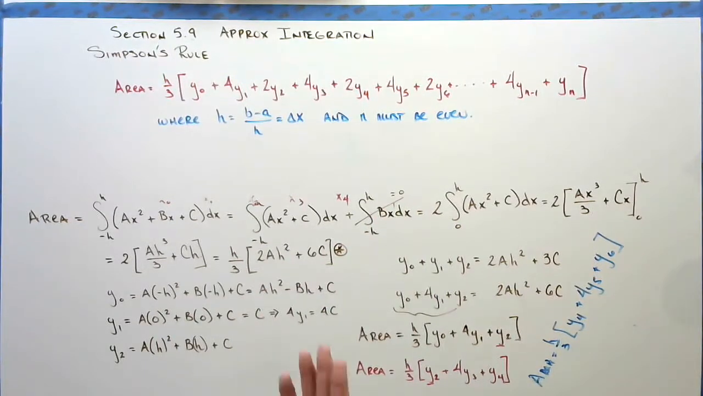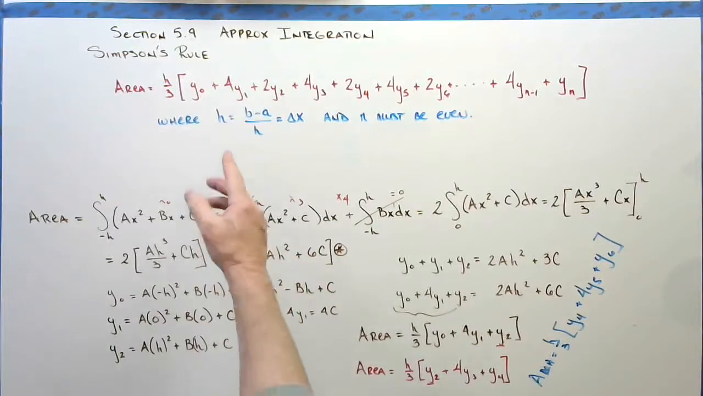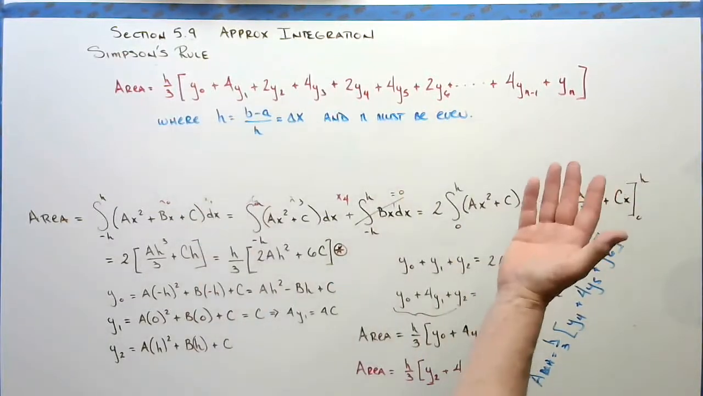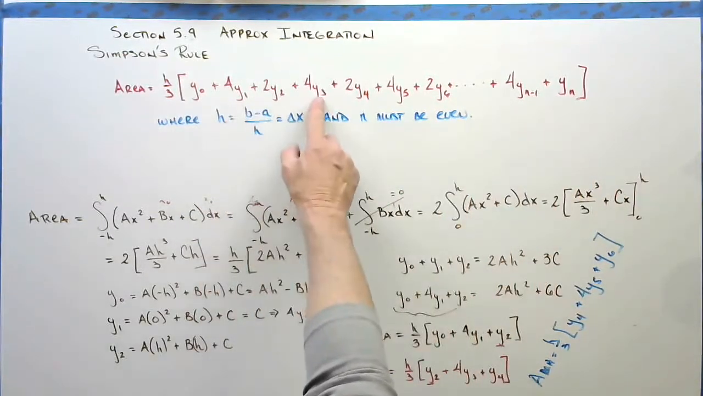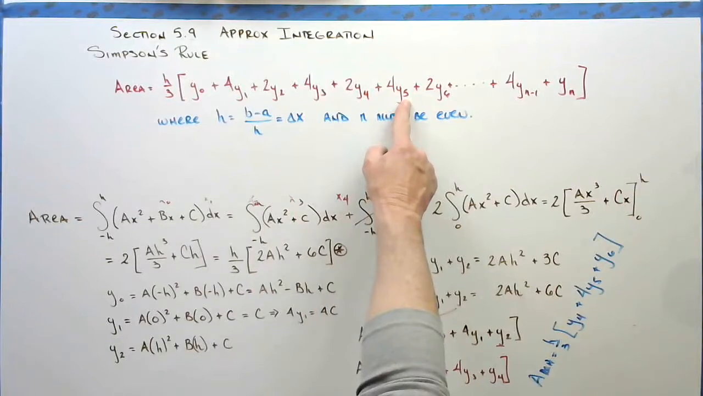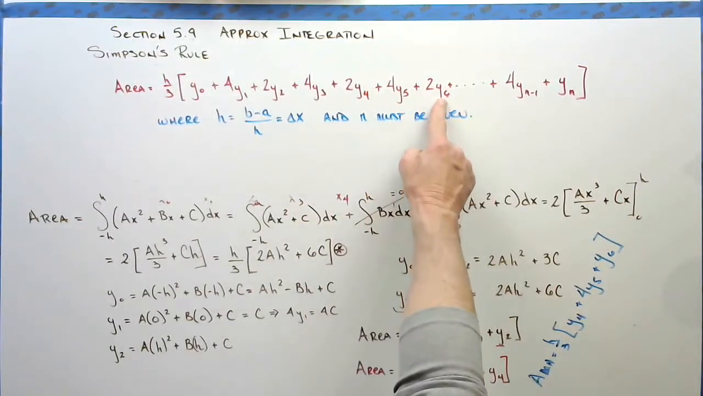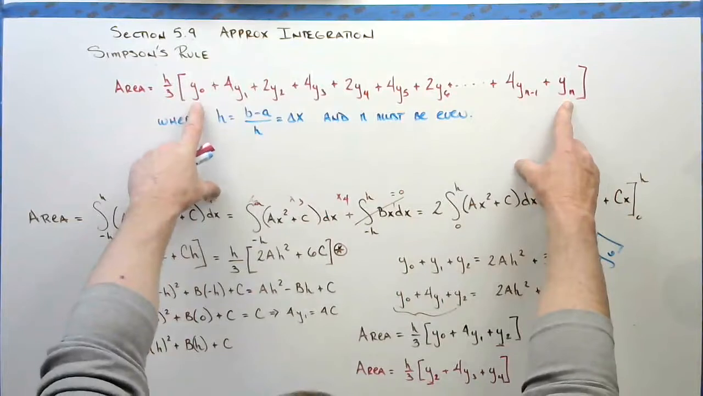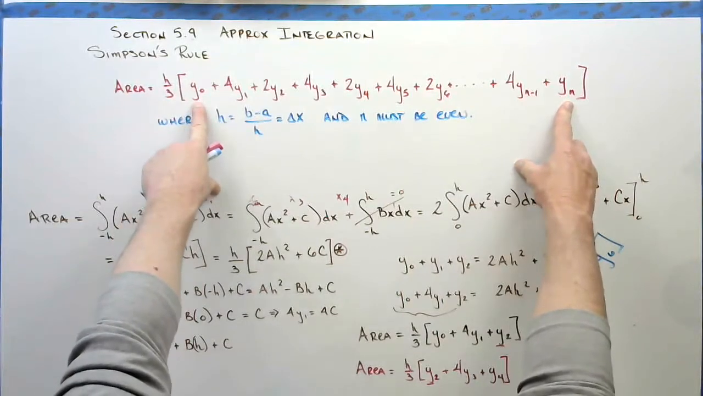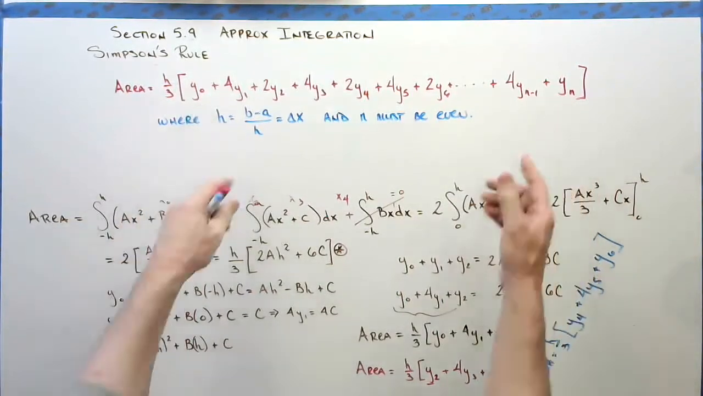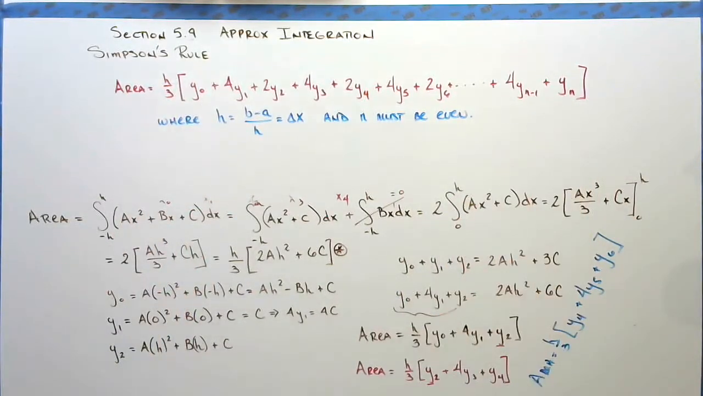Now, this is the traditional way you write Simpson's rule. Some people have no trouble with this. They're like, well, you know, the odds all get a 4. The evens all get a 2. The end points, there's just one of those. And for a lot of us, that's good enough.